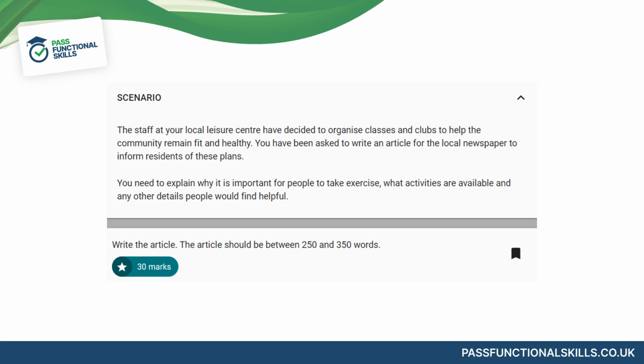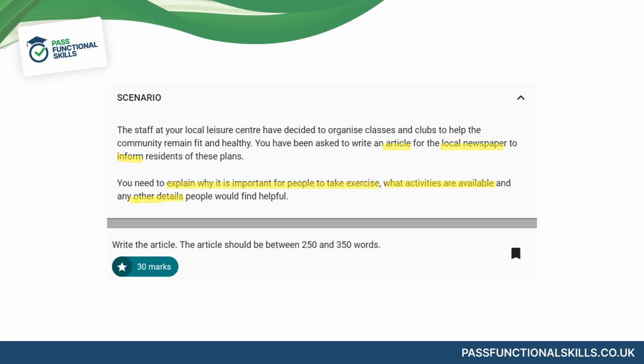Question 1. The staff at your local leisure centre have decided to organise classes and clubs to help the community remain fit and healthy. You've been asked to write an article for a local newspaper to inform residents of these plans. You need to explain why it is important for people to take exercise, what activities are available, and any other details that people would find helpful.